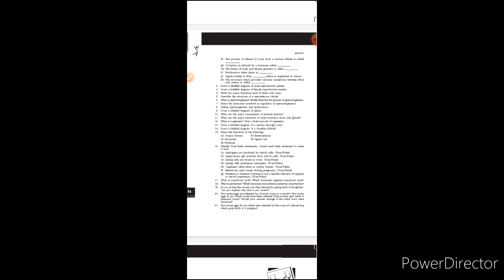And question number 21, how many eggs do you think were released by the ovary of a female dog which gave birth to 6 puppies? Okay, so this is all about the assignment, okay, from chapter 3.